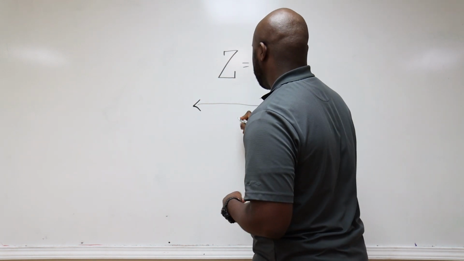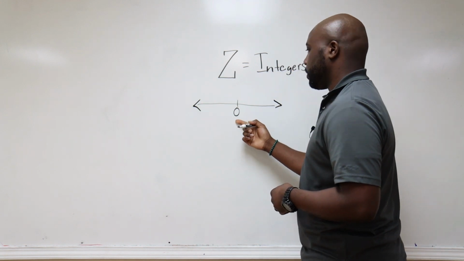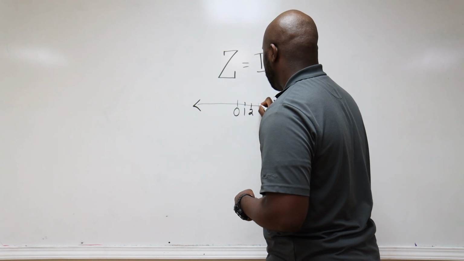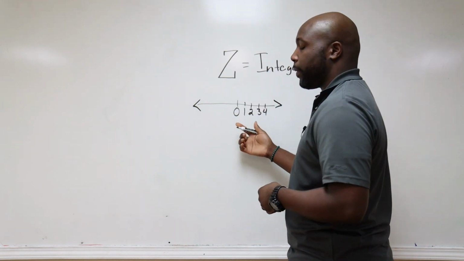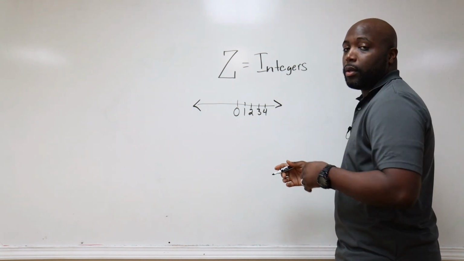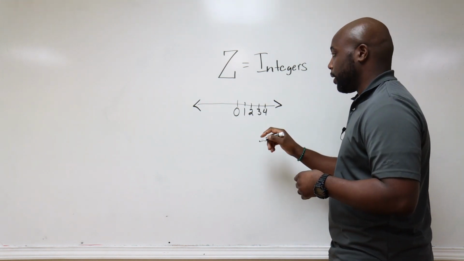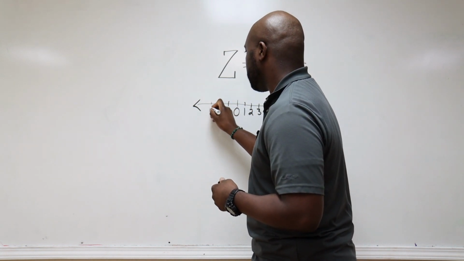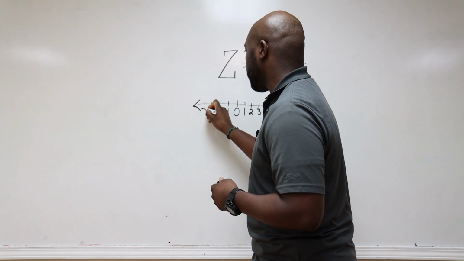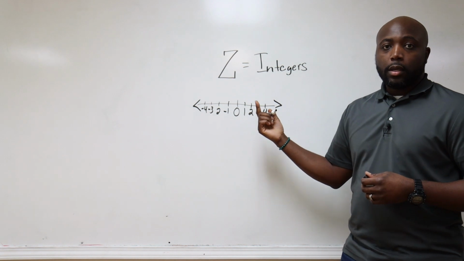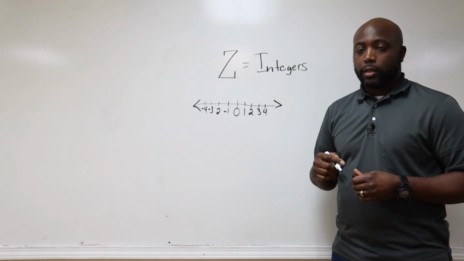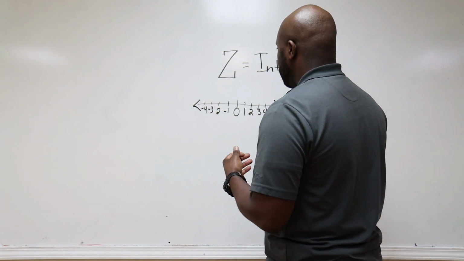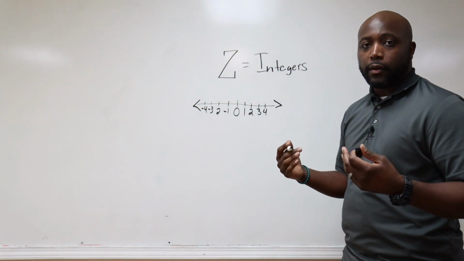A number line best represents integers. I'll simply place the number 0 here, and then I'll go 1, 2, 3, 4 in a positive direction. Integers continue in a positive direction infinitely, as well as -1, -2, -3, and -4. Integers also go infinitely in a negative direction, in which you can see they are all whole numbers.